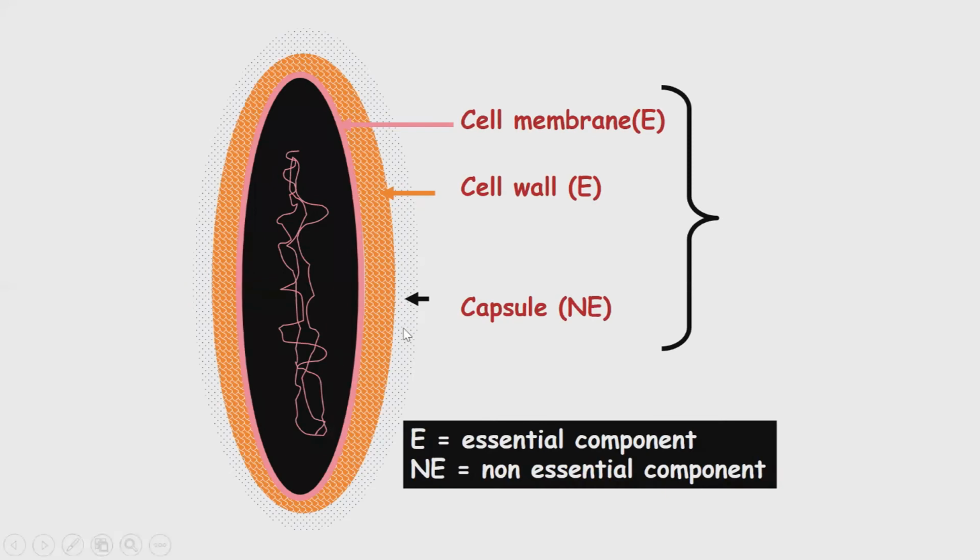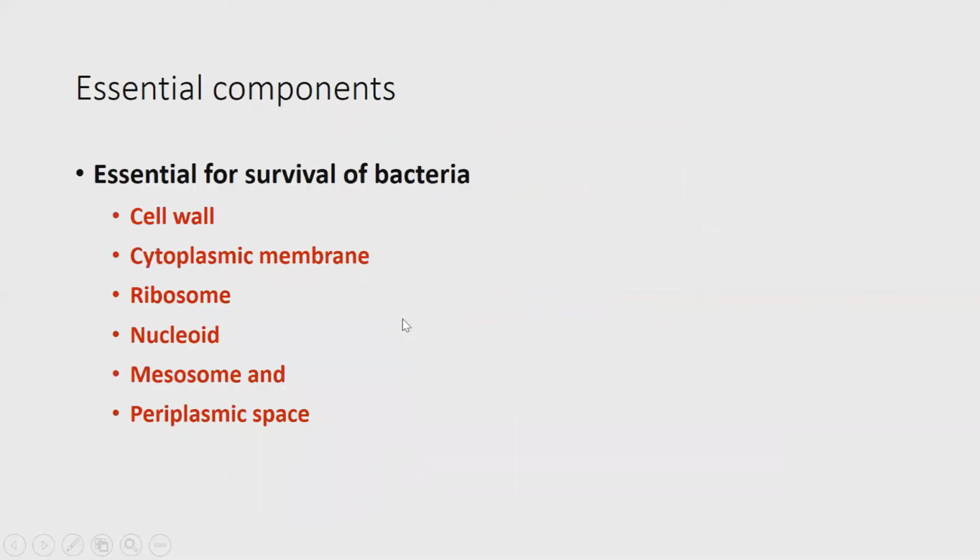You can see this is the capsule, this is the cell wall, this is the cell membrane, and this is the nucleoid right here, but we're not discussing that. We're discussing these 3 layers in the following slides. So, the essential components. A lot of people will tell you to memorize this, but if you understand what everything is and the functions of each of these components, you do not need to memorize which are essential and which are non-essential. Okay.